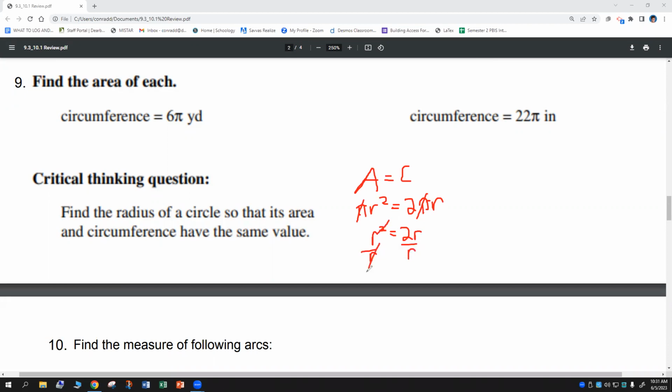Right? And I get r equals 2. So if you substitute 2 into the circumference formula, 2 times pi times 2 is 4 pi. If I substitute it in for the area, that's pi times 2 squared, which is also 4 pi. The difference would be the units. One would be units, the other would be units squared.